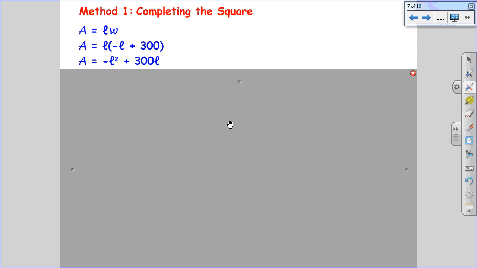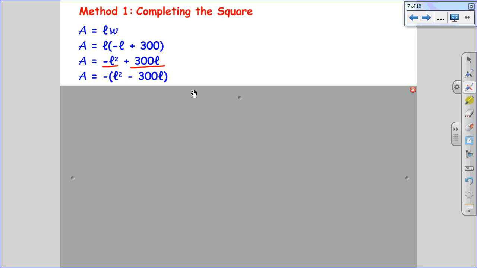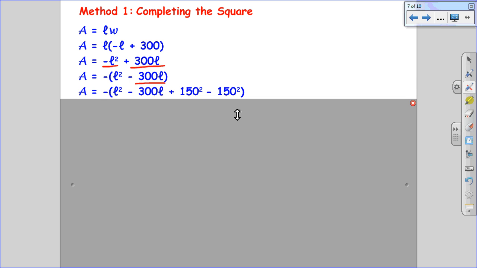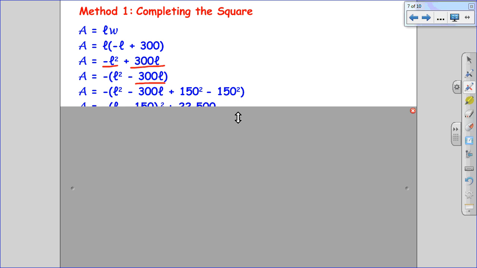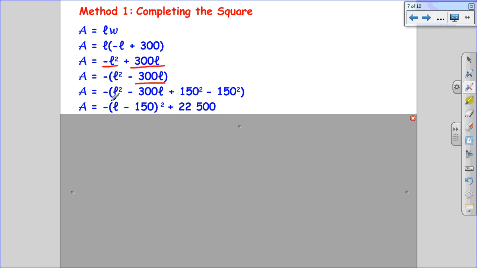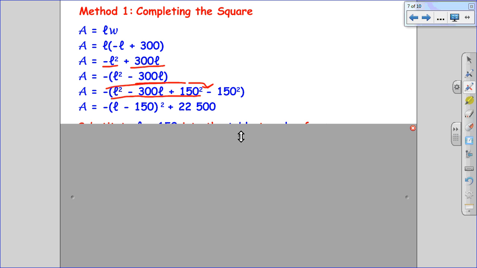So we need to make this look like it's in standard form, so we can factor out the negative 1 from the L squared and the 300L. The next step to complete the square is take the linear term, divide its coefficient by 2 and square it. So 300 divided by 2 is 150 squared, and then I have to subtract it off to keep the equation balanced. And now these 3 create a perfect square trinomial, and I distribute the negative to the 150 squared. Now I did completing the square pretty quickly. If you need some more practice on that, rewatch the video on completing the square or come see me.